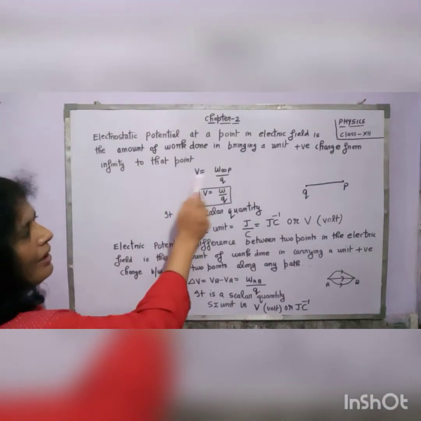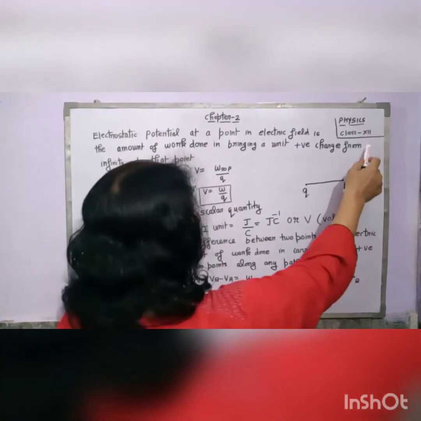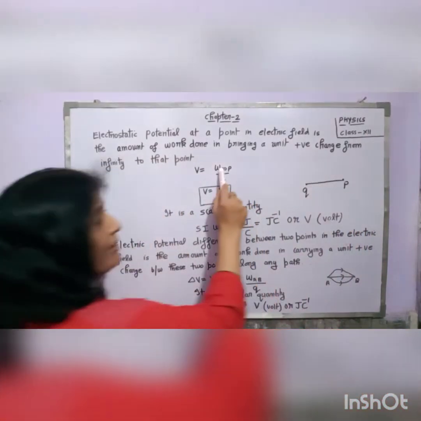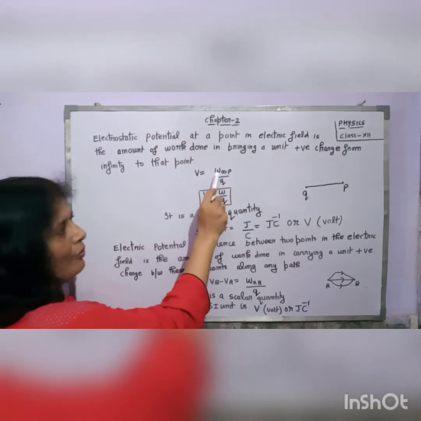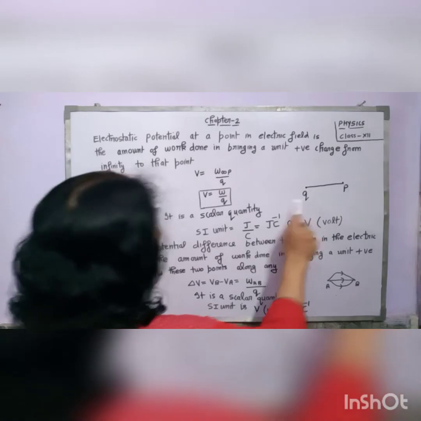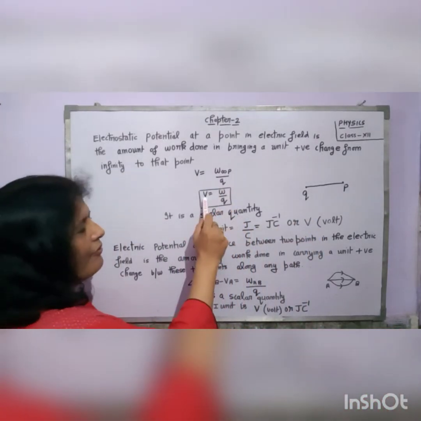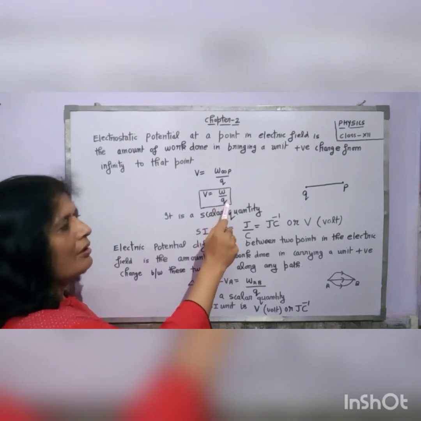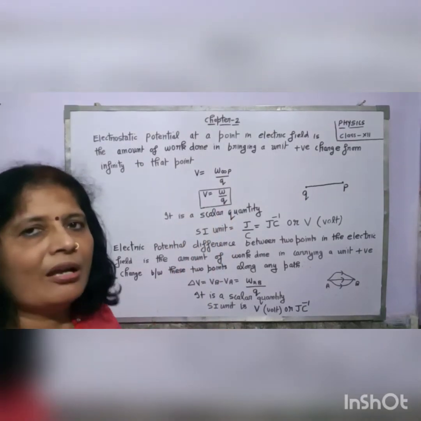I have written in mathematical form: as a unit positive charge is brought from infinity to point P, V is equal to W infinity to P divided by charge Q. In simplest form we can write it here, V is equal to W upon Q. This is the expression for the electrostatic potential.